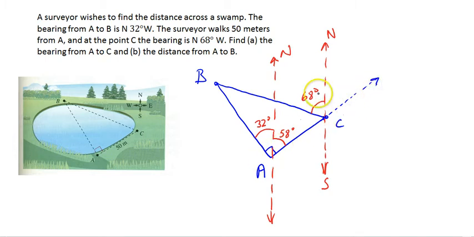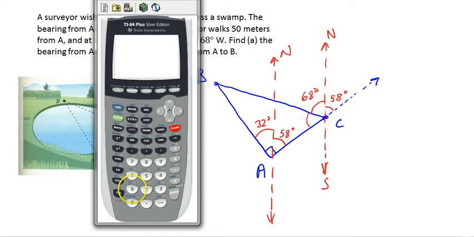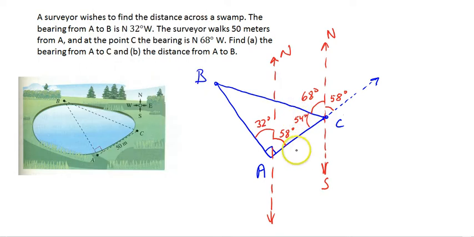Now if I extend this out, then AC is a transversal of these two parallel lines, which means that this angle 58 corresponds to that angle 58. And that's helpful because now 58 plus 68 plus this angle have to add up to 180. So let's get our calculator, and we're going to go 180 minus 68 minus 58, and that angle is 54. Okay, and this distance AC is 50 meters. Now we know enough to get x.